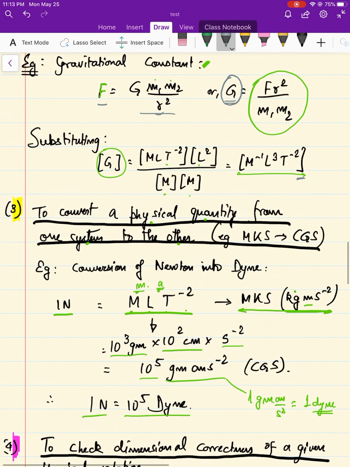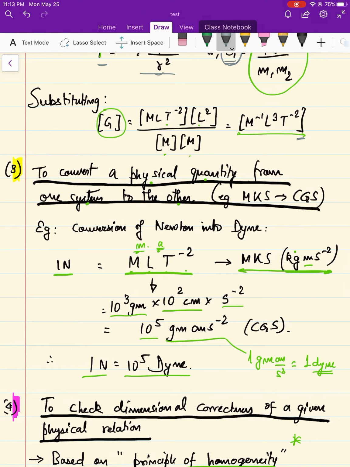And moving on to the third, we see that it can also be used to convert a physical quantity from one system of measurement to the other, for example from MKS to CGS, right? So for example, if we consider a very classic example of converting newtons to dynes, in that case 1 Newton is equal to mass length T to the power minus 2, which means it is in MKS already, which translates to kg meter per second square.